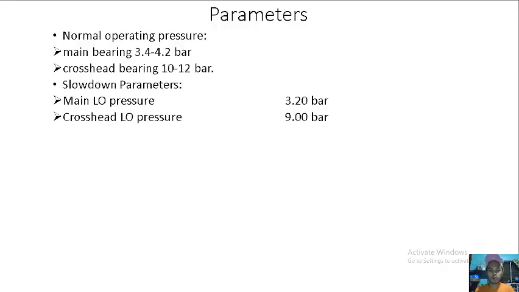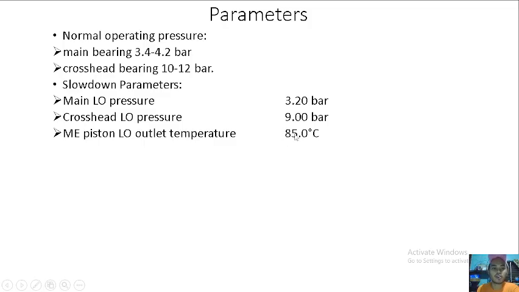For the crosshead lube oil pressure, if it goes down to 9 bars, the engine will automatically slow down. For main engine piston lube oil outlet temperature, if it reaches 85 degrees Celsius, it is already very hot for our lubrication, so it will send a slowdown. The engine will slow down at this moment.